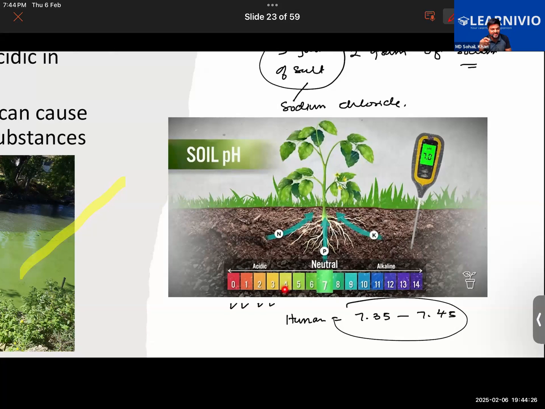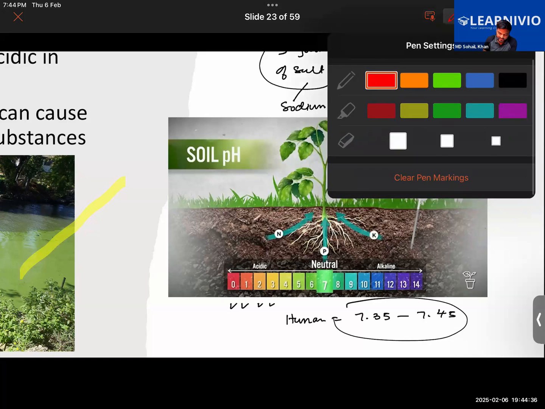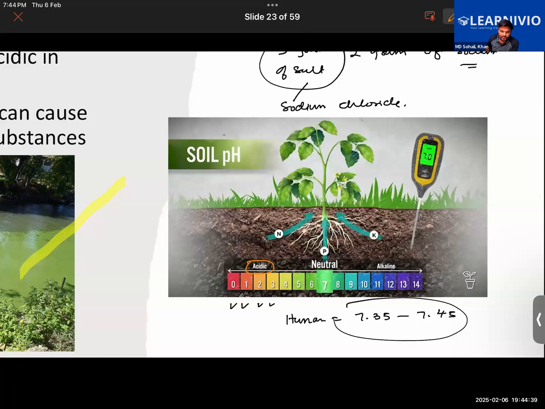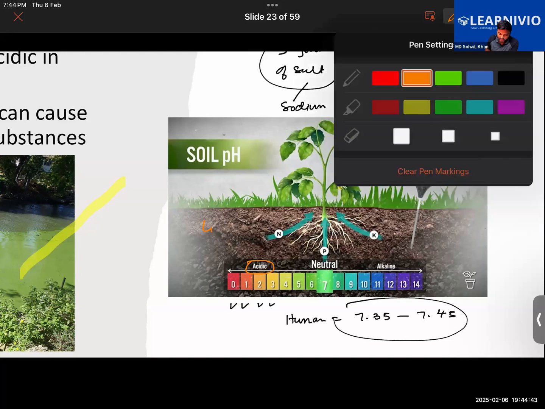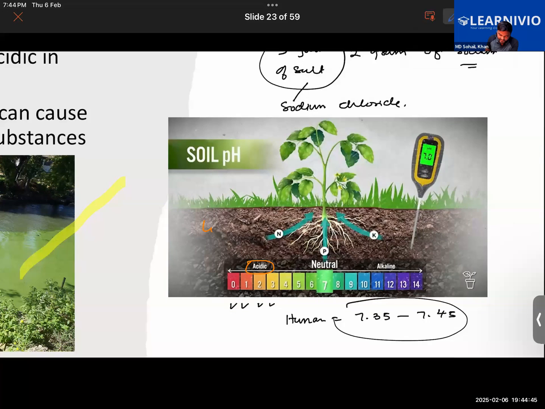If the soil is acidic or basic in nature, then we need to treat the soil. Suppose the soil is acidic in nature; then we will add lime to it. Lime is added. Or if the soil is alkaline, meaning basic in nature, then we add manure.